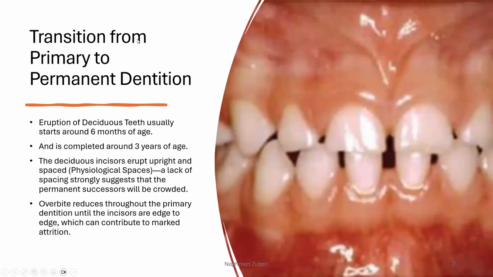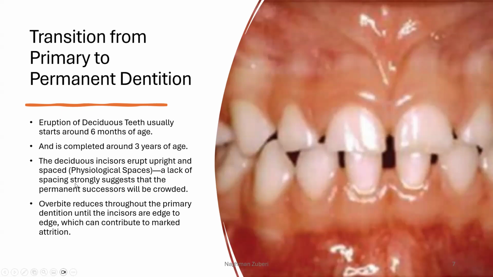Well, we are discussing the transition from primary to permanent dentition. Eruption of deciduous teeth usually starts around 6 months of age and is completed around 3 years of age. The deciduous incisors erupt upright and they are spaced like this. These spaces are known as physiological spaces, the spaces which are present between the deciduous incisors.